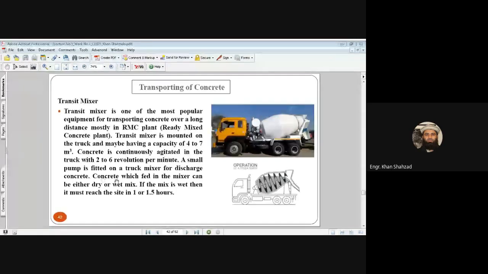Concrete which fit in the mixers can be either dry or wet mix. You can take the wet mix from the concrete plant, or you can have the dry material from the concrete plant, and then you can mix it when you are traveling to the project site. If the mix is wet, then it must reach the site in 1 or 1.5 hours.